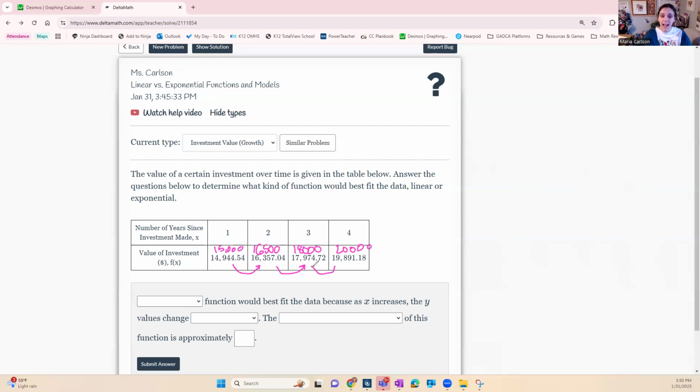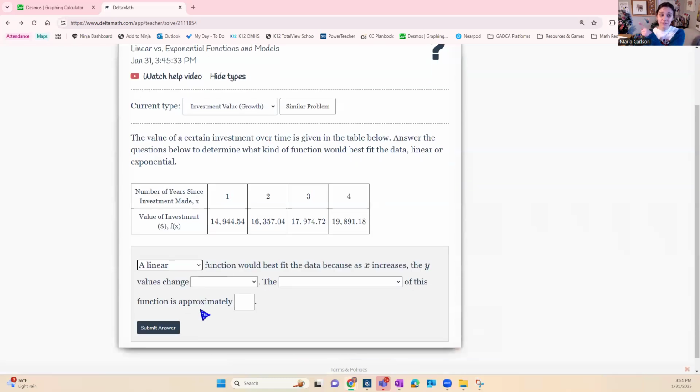So it looks like we are adding or subtracting some number each year. And really, I would say adding because these f of x values are increasing. So I'm going to say that a linear function would best fit the data because as x is increasing, the y values are changing additively. We are adding a common rate on. So I'm going to say the common difference or slope because we are adding, and this would be the common difference.